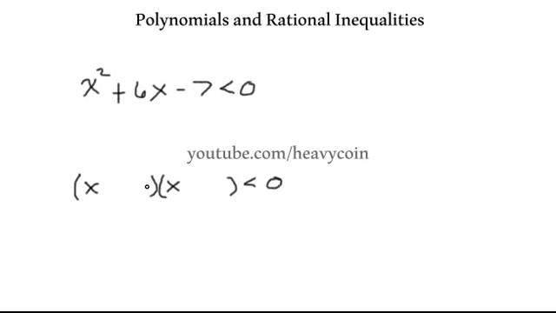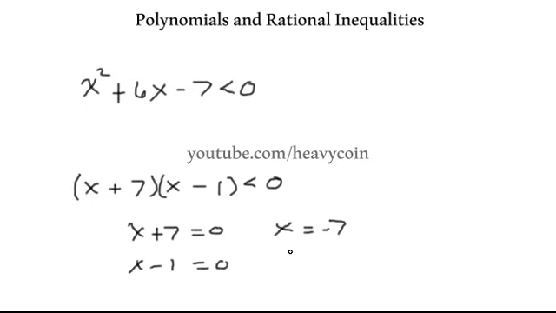And this is going to factor to x plus 7 and x minus 1. Right, because plus 7 minus 1 is a 6, and when you multiply them together, you get negative 7. So we're going to set both of these equal to 0. So x is equal to negative 7. Set the other factor equal to 0. x is equal to 1.